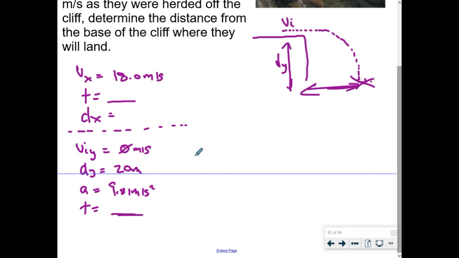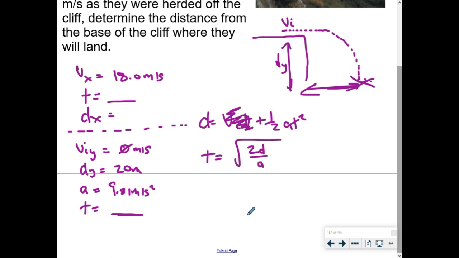So here's how I'm going to solve this. First, I'm going to rearrange this formula. It was d equals v_i t plus 1/2 a t squared. But since v_i didn't matter when we did this last time around, when we solved for time, it was rearranged to give you t equals the square root of 2d over a. However, in the x dimension, the formula was v equals d over t. Rearranging that, your distance was equal to your velocity times your time.